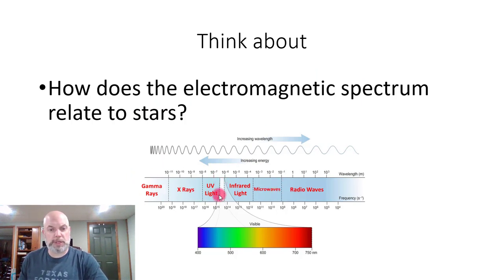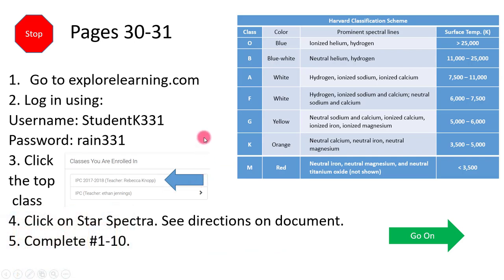So this is the whole spectrum, right? There's the visible part of the spectrum that we were just talking about, right? Red, orange, yellow, green, blue, violet. There's everything. What you're going to be doing then is going to explorelearning.com and using the Gizmo star spectra. So in the packet and on here, it tells you to use this username and this password, and that's fine. That should work.